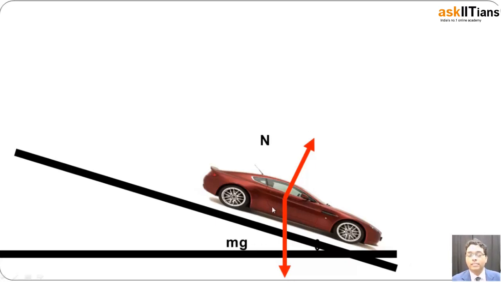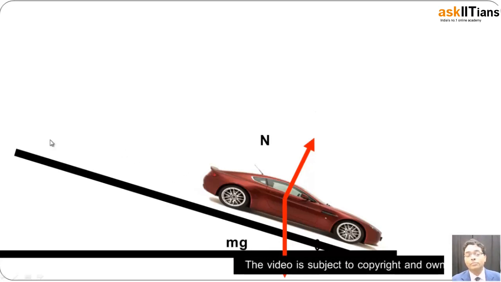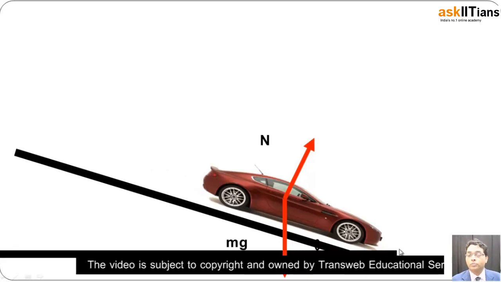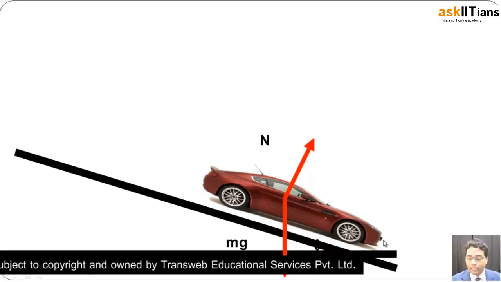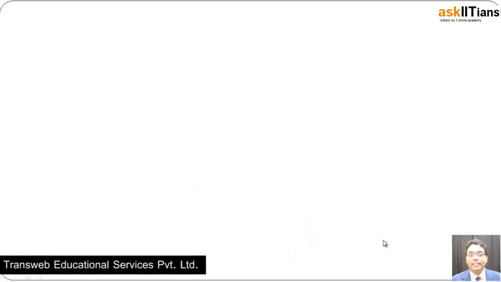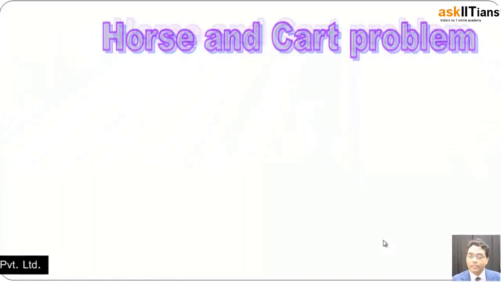So these two forces are not along the same direction. That is the reason there is a resultant force because of which the car is going to move in a downward direction. Clear? Let's now take the case of a horse and a cart.